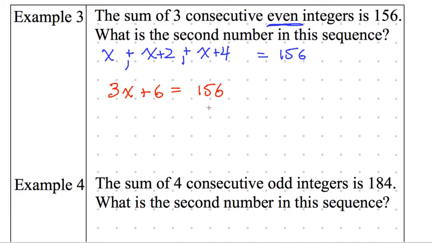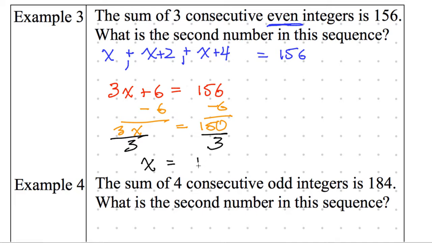Then you subtract 6 from both sides. Minus 6, minus 6. So we get 3x equals 150. 150, divide both sides by 3. Divide by 3, divide by 3. X equals 50. X is equal to 50. All right, that's it, right? 50? Then oh.